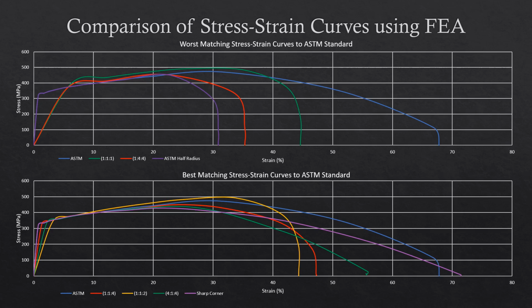As for the best matching results, we have 4 samples that are relatively close to the ASTM standard. Here we can see that the yield points on all of the graphs are within 5% strain. We can also see the ultimate tensile strengths in all of these samples were similar to the ASTM standard.